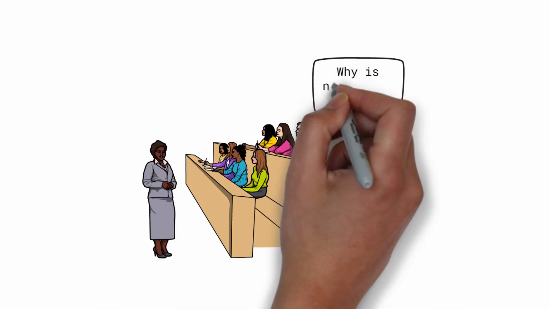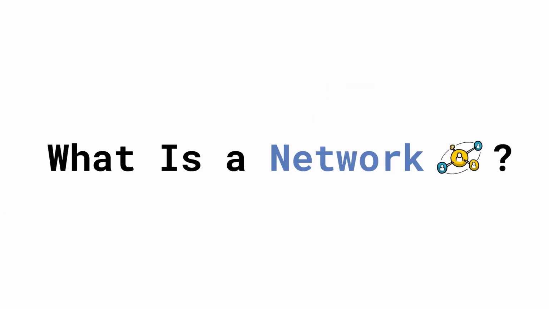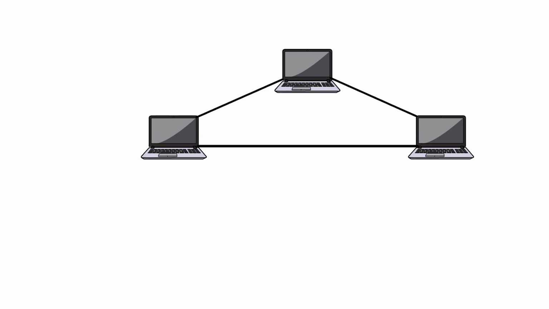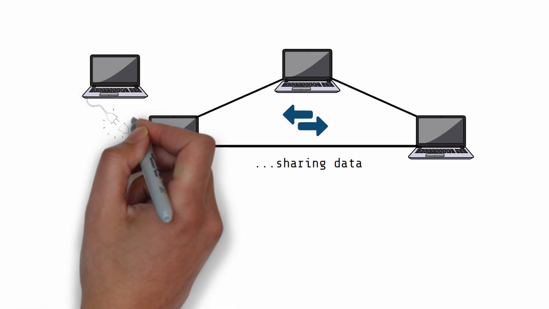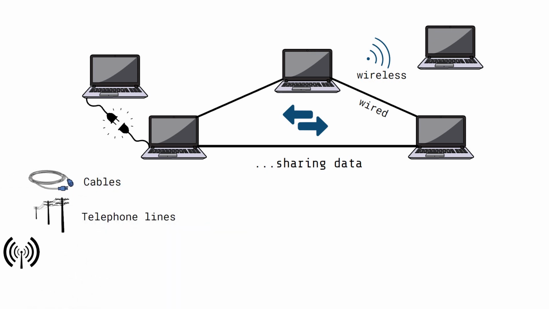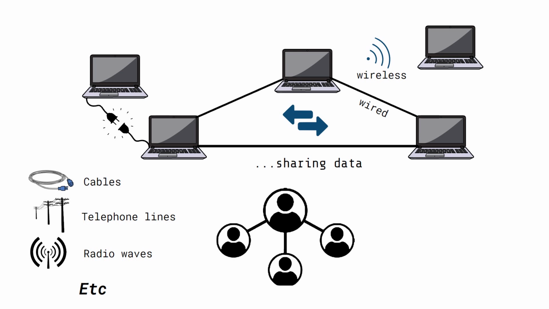Before we understand why networking is important, let's first answer, what is a network? A network is formed when a group of devices is connected over a medium to share data. The devices or computer systems could be connected to the network by some form of physical or virtual interface. The medium could be wired or wireless, be it cables, telephone lines, or radio waves. But the main purpose remains to connect multiple systems together for some form of data sharing.